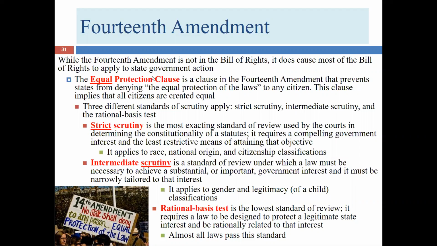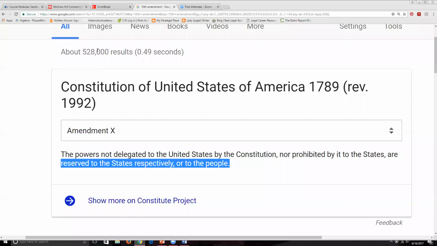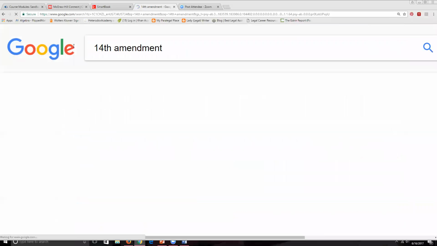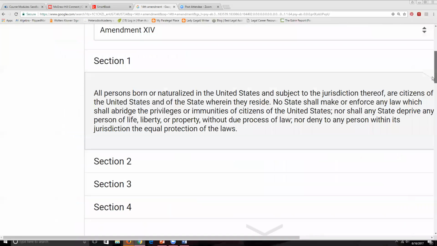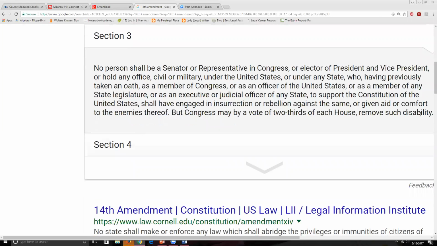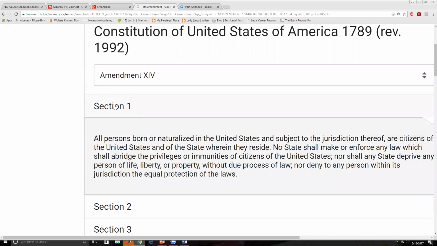Let me go ahead and pull up the 14th so we can be looking at it. The 14th Amendment does a lot of super cool things and is a really important protection for lots and lots of different reasons. It's a fairly long amendment, so I'm not going to read it all to you, but I just want to show it to you so you can see what it looks like. And you can see there are several sections. We're going to focus on the first section. So we'll read this one.